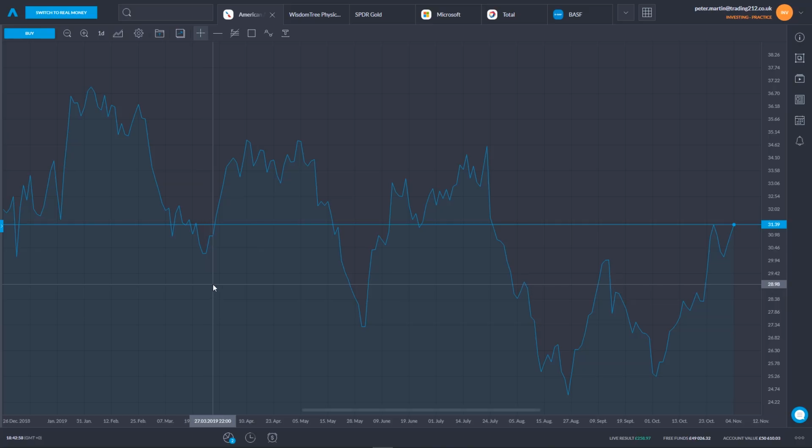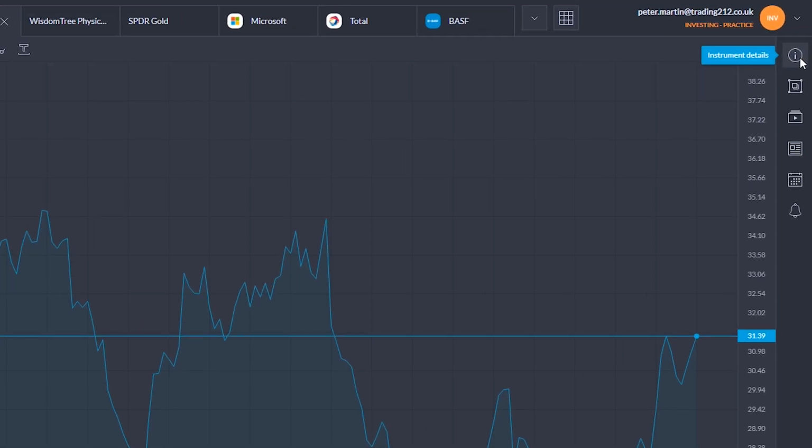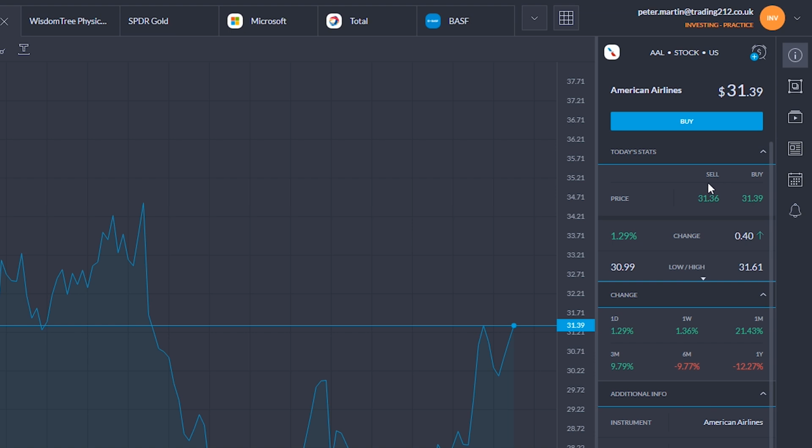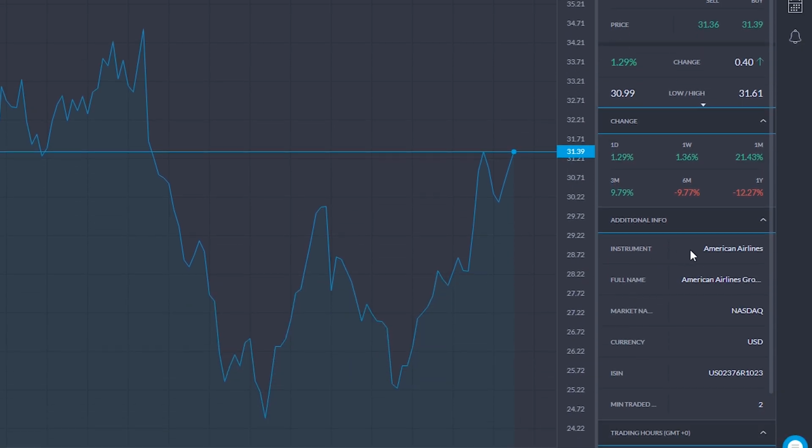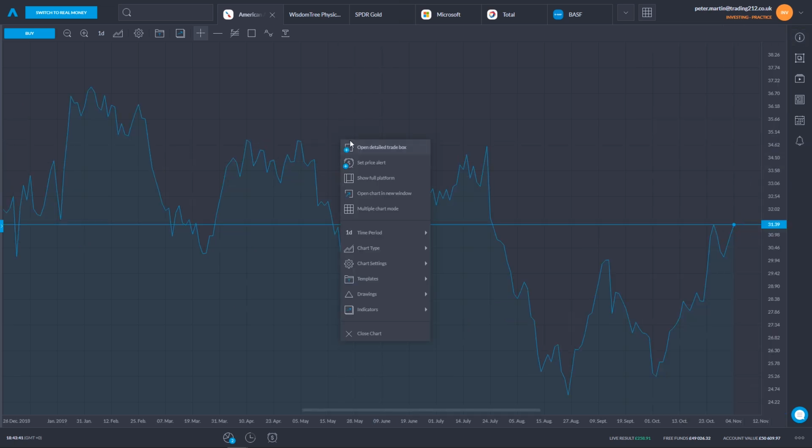Here we are in Trading 212's web app, and I'm in the investing part of the app with the chart open for American Airlines, which, as you might surmise, is a US share. Now, if we want to check a little more information about this stock, we can just click on this eye icon up in the top right-hand corner, which gives us the instrument details. So the information panel appears on the right-hand side, and we can see the instrument name here, the name of the share that we're investing in, which is American Airlines, as I said, and we can see that it trades on the NASDAQ, and perhaps most crucially to what we're talking about, that the currency that the share is priced in is US dollars.